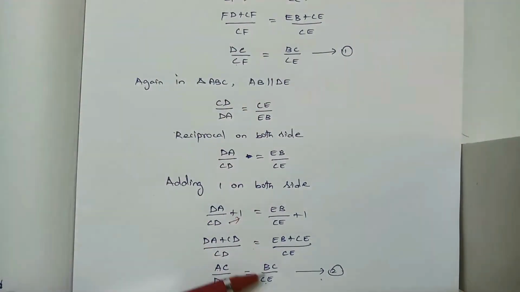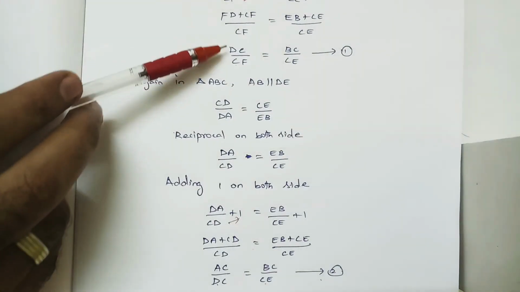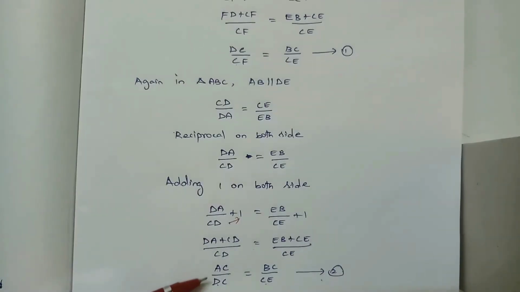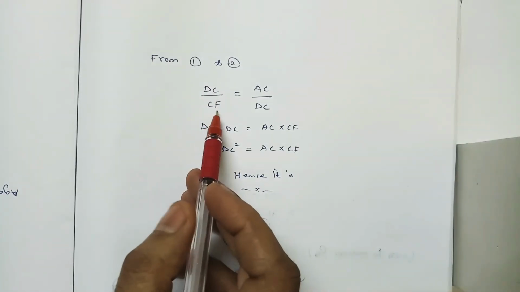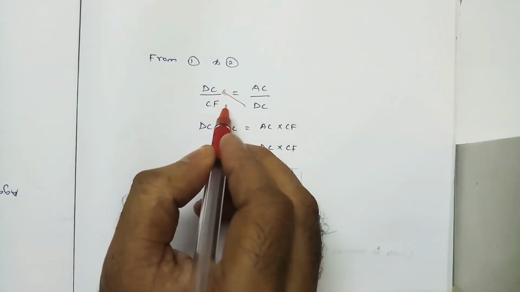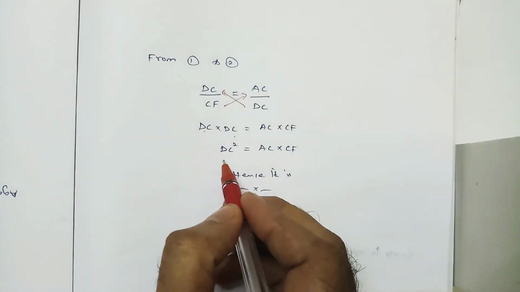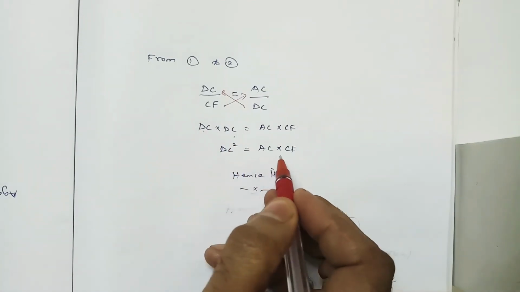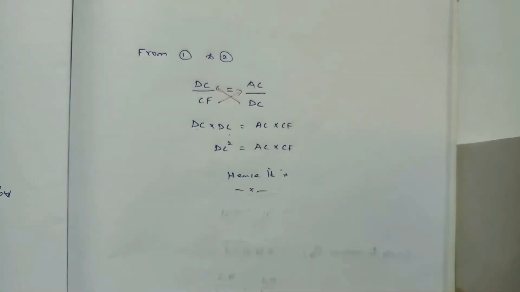Both the RHS are equal, so we can equate the LHS. That is DC by CF is equal to AC by DC. From equations 1 and 2, DC by CF is equal to AC by DC. Just do the cross multiplication. DC into DC is equal to AC into CF. DC into DC is DC square, which is equal to AC into CF. Hence proved. Understood? Easy.